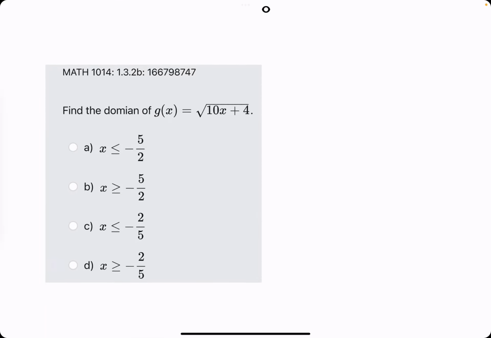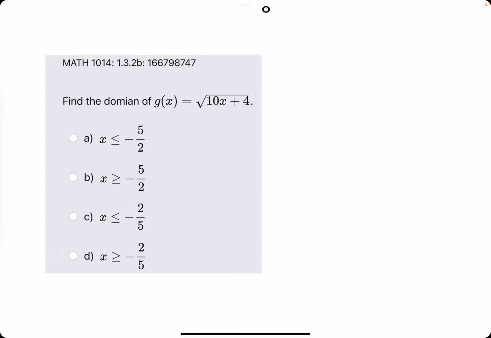Let's go ahead and do 2 more examples. So again, to simplify it, so I don't have to go through the whole explanation at the start here, we are just setting the inside expression greater than or equal to 0 every time, for any time you see a square root function like this. And then we're solving for x. So we subtract 4 on both sides, and then we divide by 10.